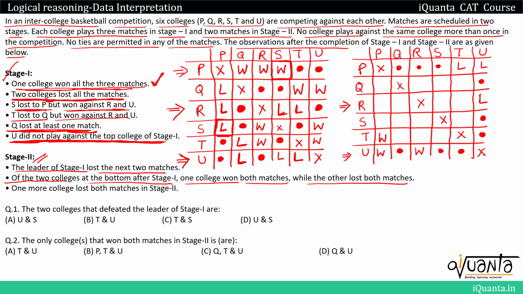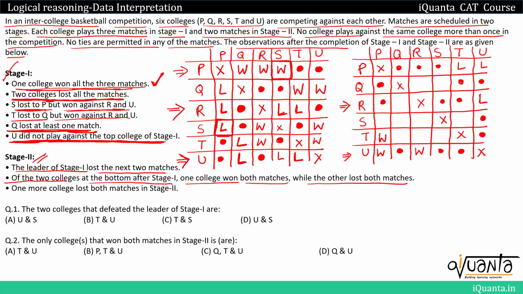Then in stage 1, Q was not playing against R and S. So here he will be playing against R and S, and he will not have a match against P and against T. Similarly, R in stage 1 was not playing against Q and U. So against Q and U he will have a match, and other than that he will not be having a match. So here, here and here he will not be having a match.